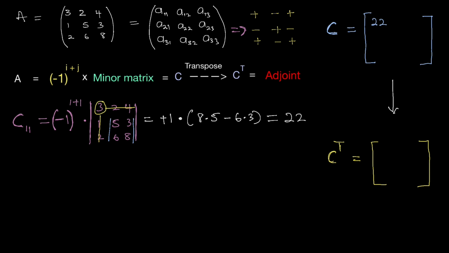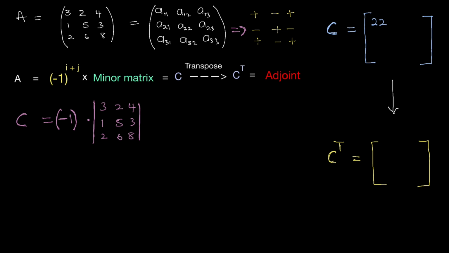Now we need to find the next element of the cofactor, and the next element of the cofactor will be C12. So I put 1 plus 2 there, and that is an odd number, so I'm expecting the sign to be -1. So that would be -1 times. Now I need to select the element 2 and draw a horizontal line and a vertical line. The minor matrix for element 2 in this case is going to be 1, 1, 3, 8. Find the determinant of that.